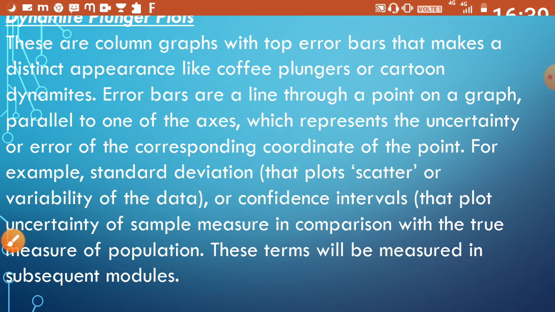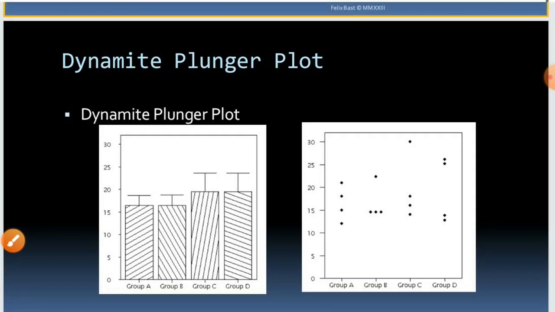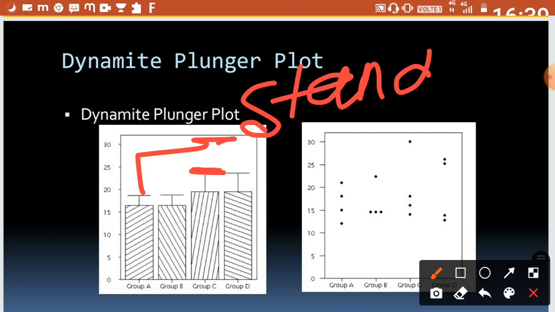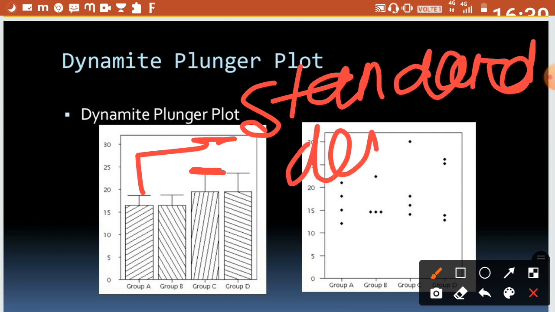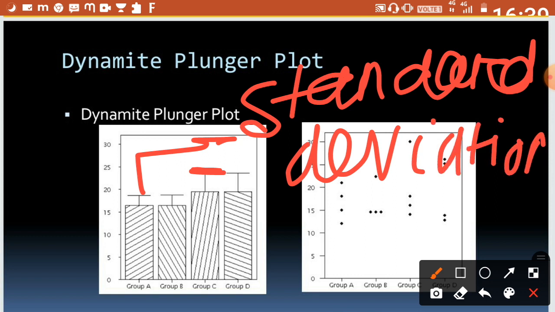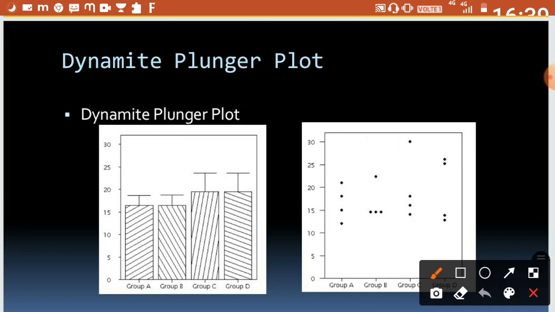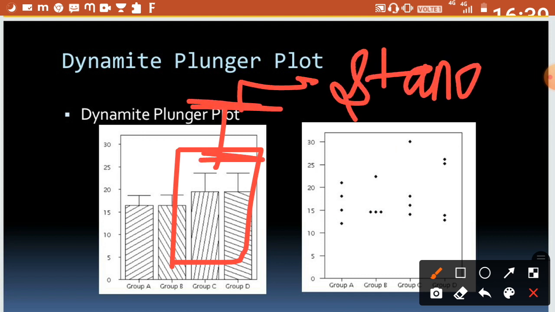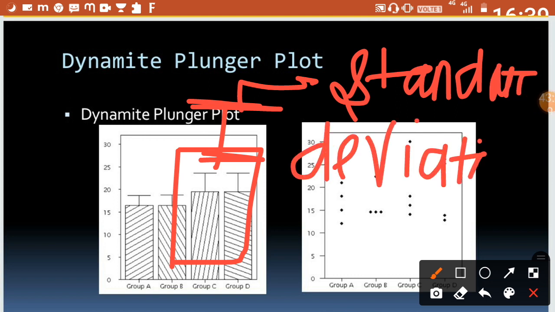Fine. So let's see how a dynamite plunger plot actually looks like, right? So here it is your standard deviation. Here you can see this bar. This bar is your standard deviation. Fine. And this is your mean. Fine, this is your mean. Let me tell you again that our picture is something like this, right? So this is your standard deviation, and I think we already know how to find standard deviation, right? And this is what shows our mean.